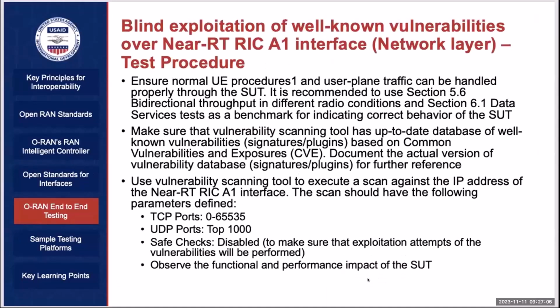So to sample a vulnerability scan, if you have the IP address of the A1 interface, scan with a port scan initially: TCP ports, all ports 0 to 65,535, and then UDP top 1,000 only, because this tends to be slow. You also need to, if the vulnerability scanner has this feature, the safe checks, disable it. Because it's a test environment, so in case the A1 interface crashes, it should be okay, but at least you know that you could crash it with some basic vulnerability scanning.